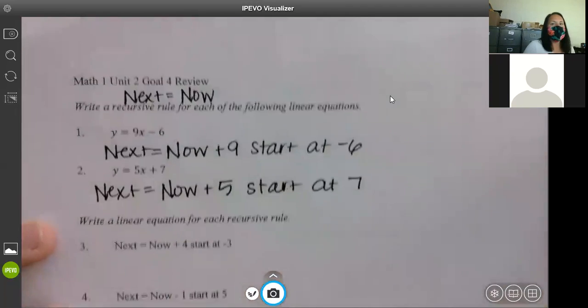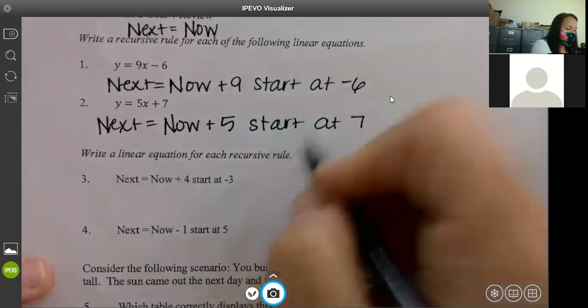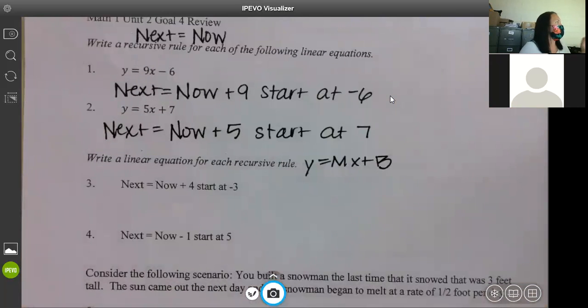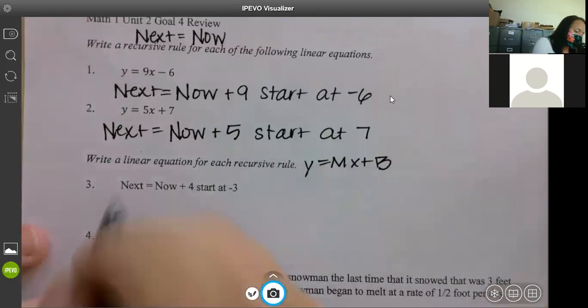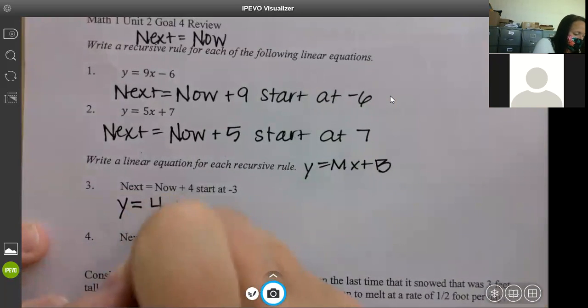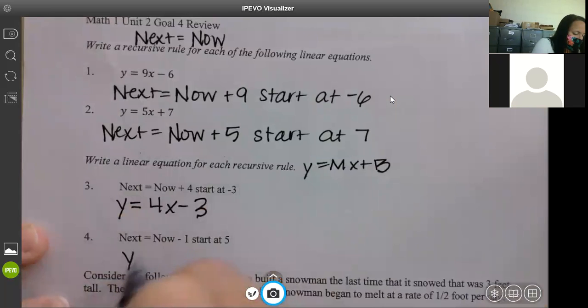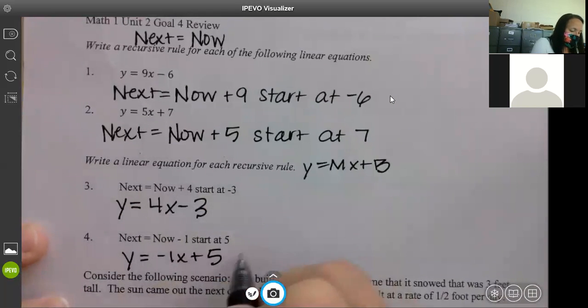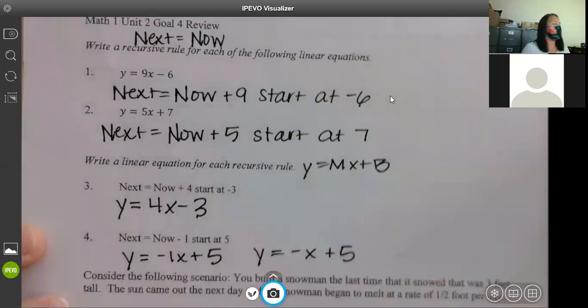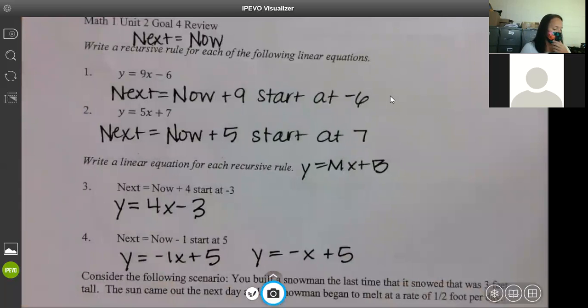Perfect. The next part is writing the equation into y equals mx plus b. Your test looks just like this, okay? So what's your equation for number 3? Y equals 4x minus 3. Number 4, y equals? -1x plus 5. And your multiple choice may not have the 1. It may just have negative x plus 5. That's it, guys. That is it.